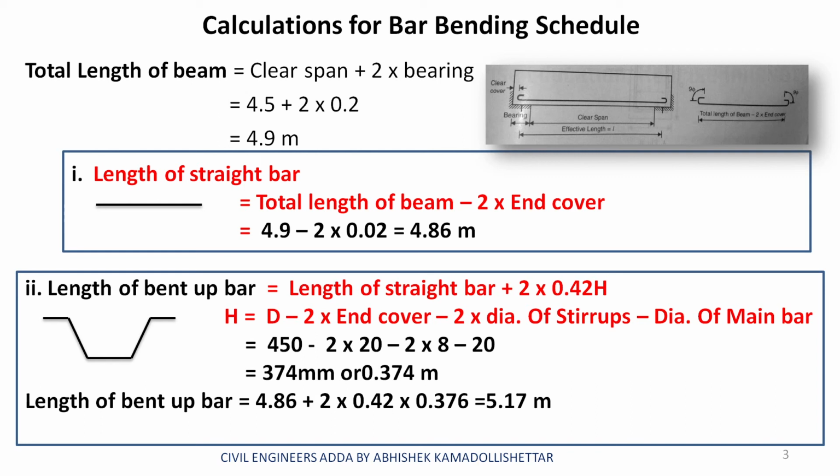So the length of bent up bar, substituting in the main formula, is length of straight bar plus 2 into 0.42 into h, which we have calculated here. That yields around 5.17 meters.